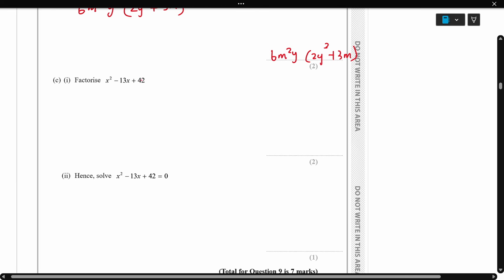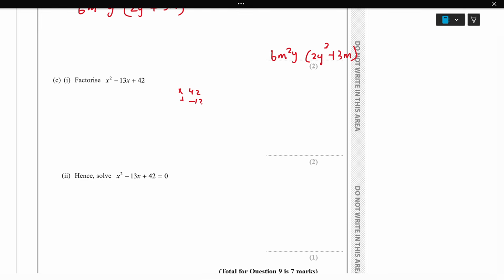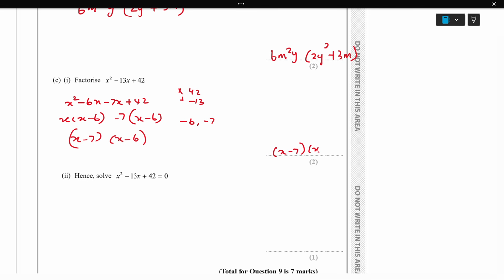Next one, factorize. As we know, multiplying we have to get 42, adding we have to get negative 13. The factors are minus 6 and minus 7. Both the numbers when you multiply we will get 42, and when you add up we will get negative 13. So first term I'll write as it is, so x squared minus 6x minus 7x plus 42. So the common factor is x minus 6 for the first two terms, and I'll write minus 7 here. So x minus 7 into x minus 6, that's the factor.